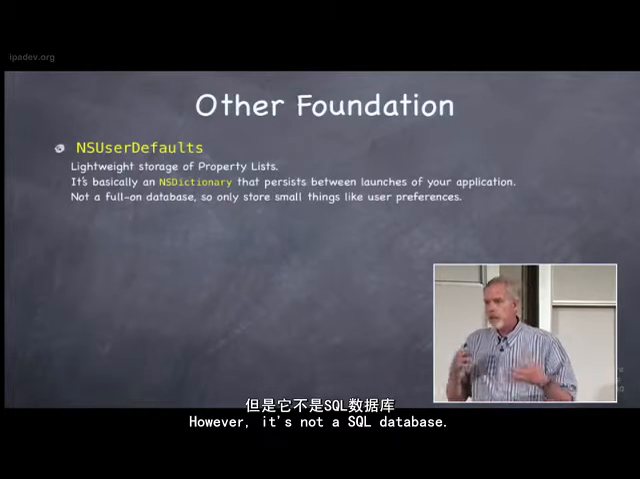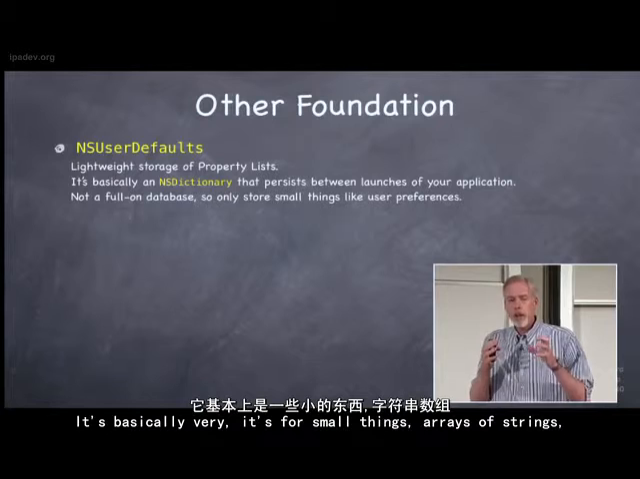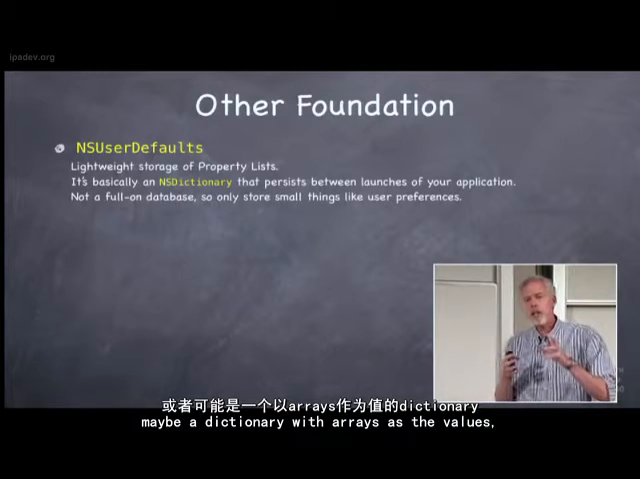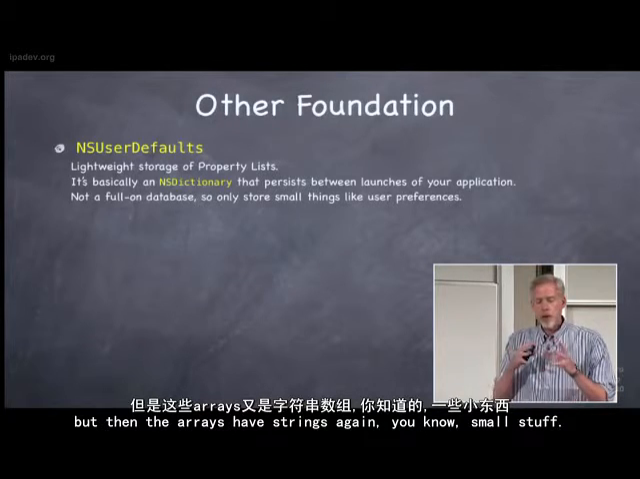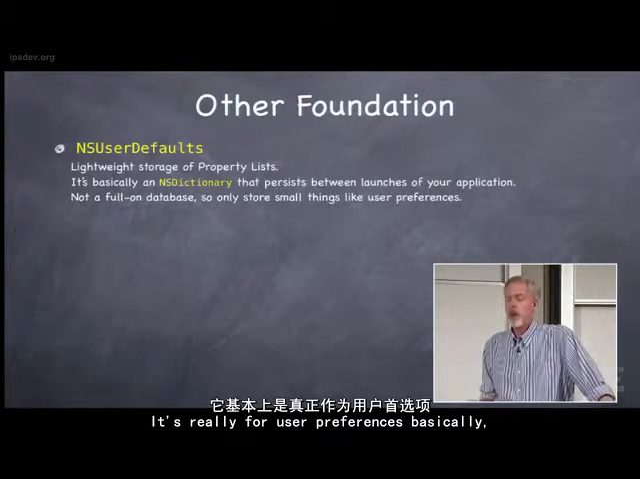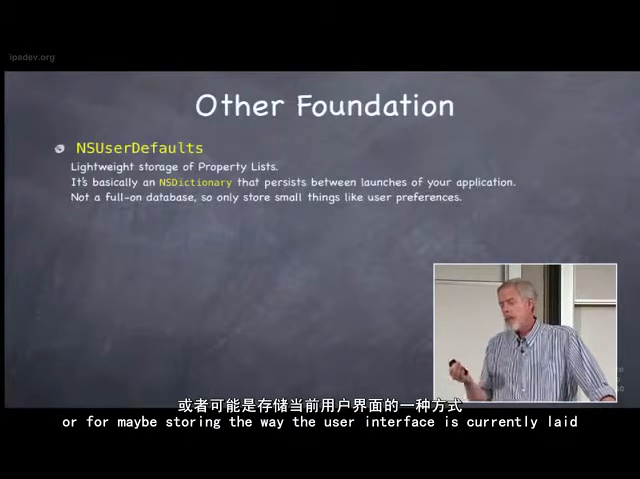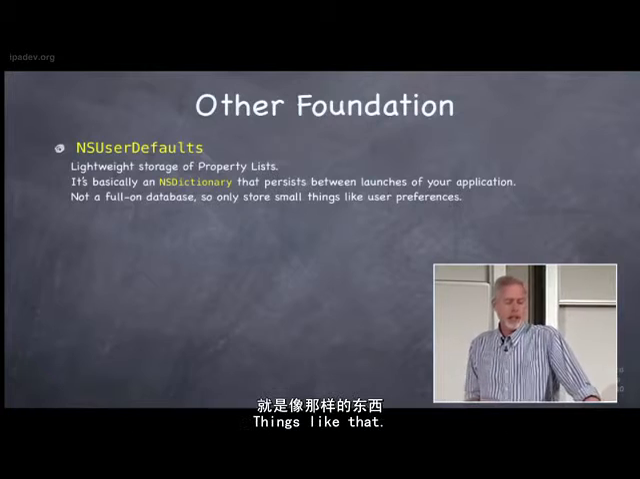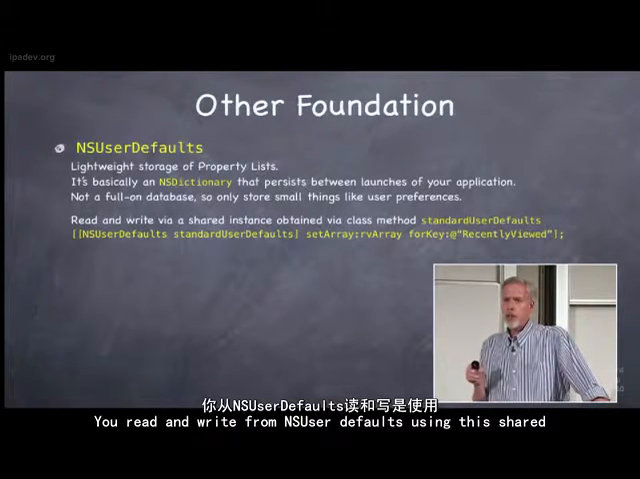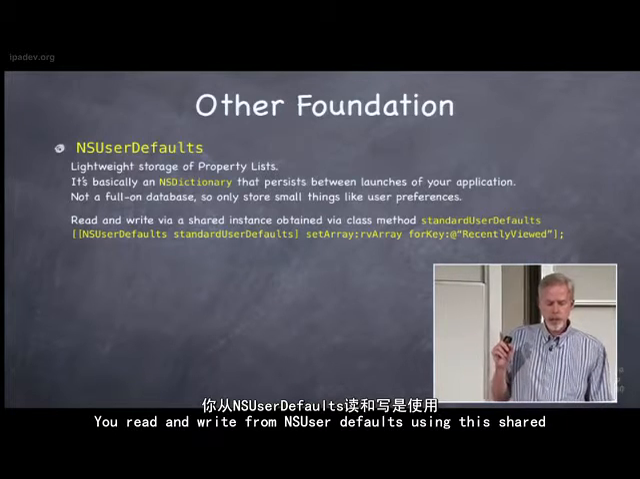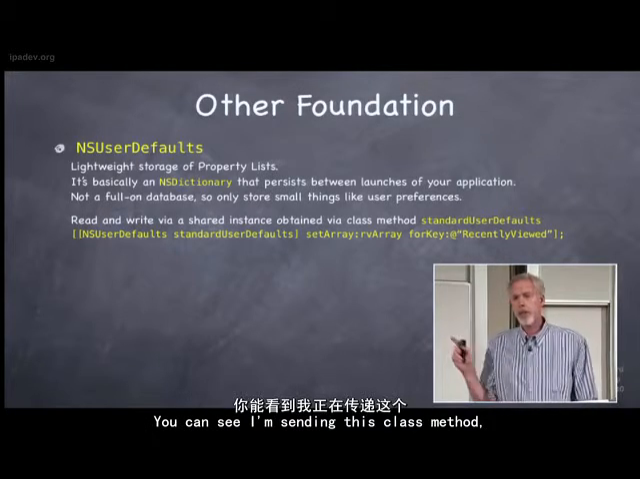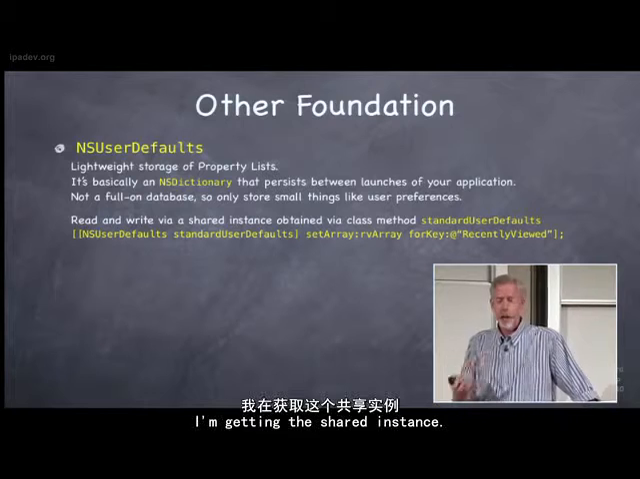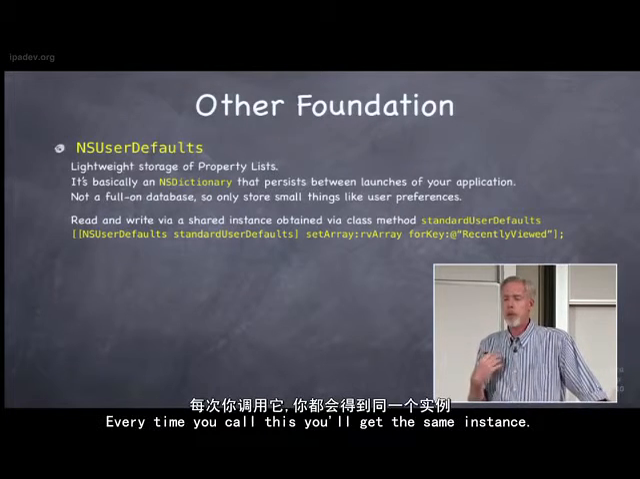However, it's not a SQL database, okay? It's basically for small things, arrays of strings, maybe a dictionary with arrays as the values, but then the arrays have strings again. You know, small stuff. It's really for user preferences, basically, or for maybe storing the way the user interface is currently laid out, so when they come back, it's that way again. Things like that. You read and write from NSUserDefaults using this shared instance called standardUserDefaults. You can see I'm sending this class method, standardUserDefaults, to the class NSUserDefaults. I'm getting the shared instance. Okay, it's shared. Every time you call this, you get the same instance.